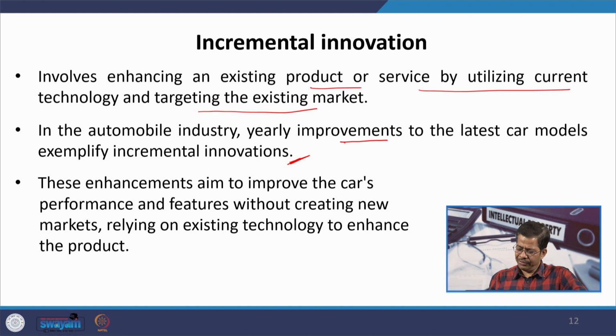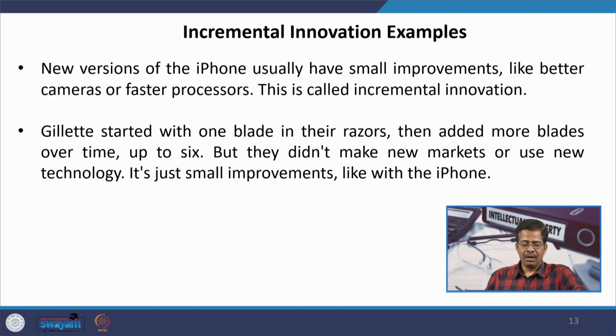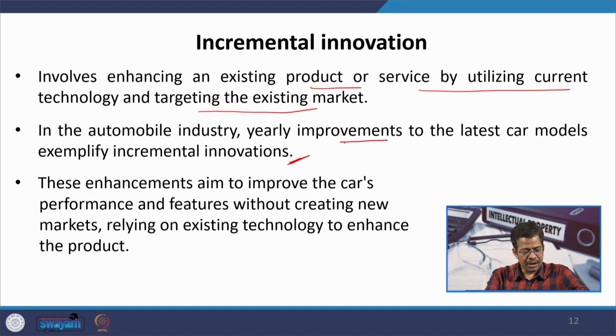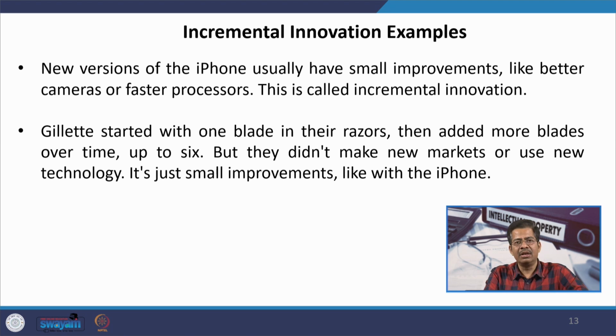Here you will not see a direct impact or a big impact, but organizations keep doing incremental innovation regularly, like in the case of automobiles. Similarly, now you see new types of mobile phones which have better cameras, better processors, more memory, lighter weight, longer batteries. All these are examples of incremental innovation.